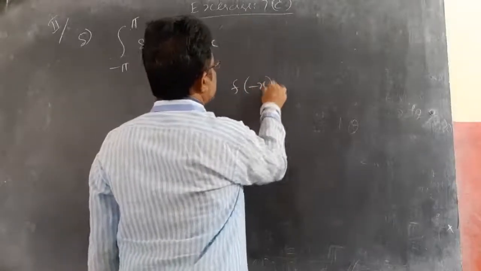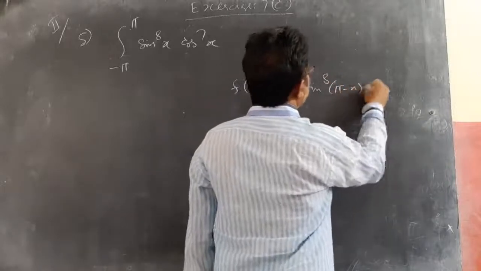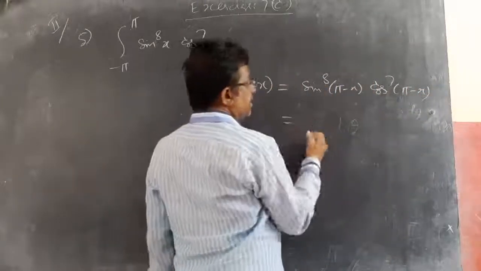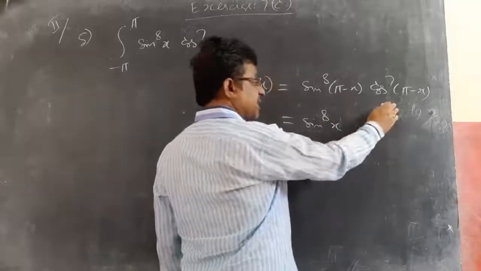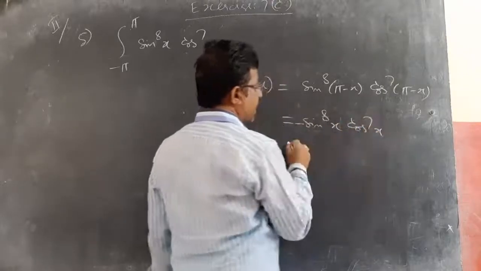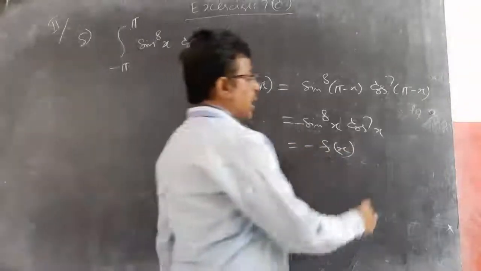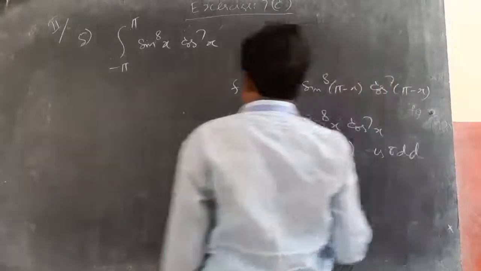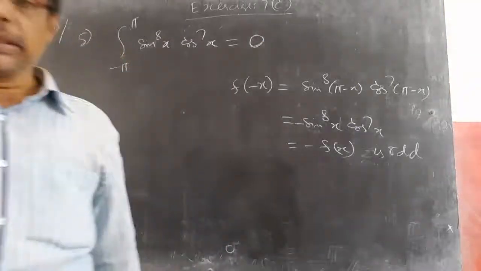So f of minus x, if I write, is sin power 8 of minus x into cos power 7 of minus x. We know that sin of 180 minus theta is sin theta only, so this is sin power 8x. But cos of 180 minus theta is minus cos theta, and power 7 is odd, so it becomes minus cos power 7. So it is a negative function, minus f of x. I got f of minus x is minus f of x, so f of x is odd. That means there is no need to do the sum. Simply write down 0. Like this we will proceed.